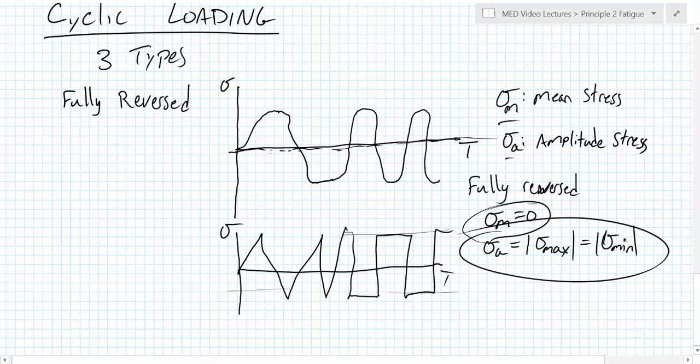If the mean stress is 0, we're in situation 1, fully reversed. So if the mean stress is not 0, then we're in the type of situation where we've got a fluctuating load.